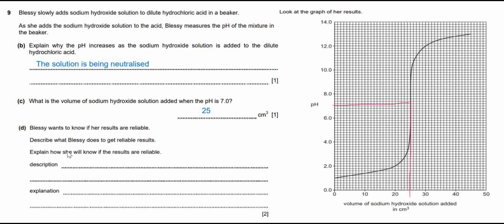Next, let's move on to C. Blessy wants to know if the results are reliable. Describe what Blessy does to get reliable results. Explain how she will know if the results are reliable. Description and explanation, so you've got a 2 marks problem here. So you've got 10 seconds.